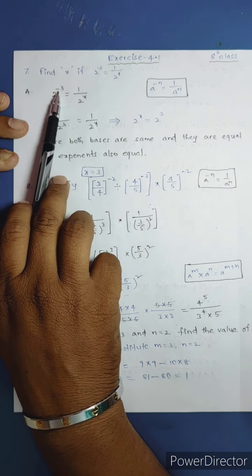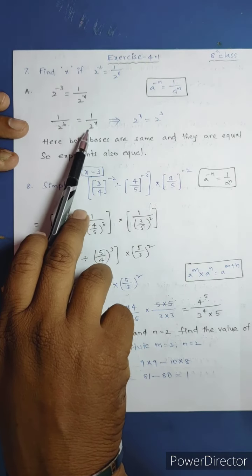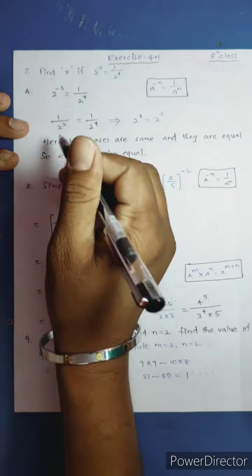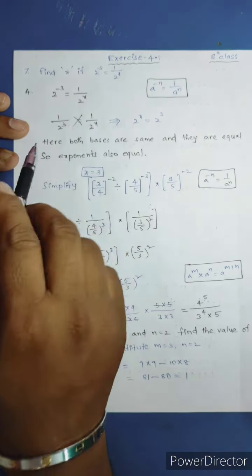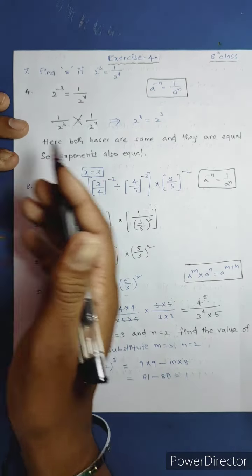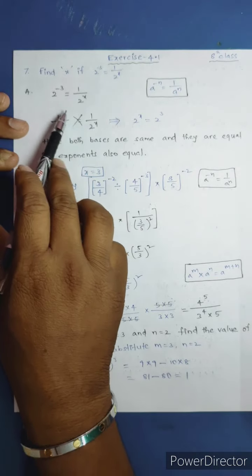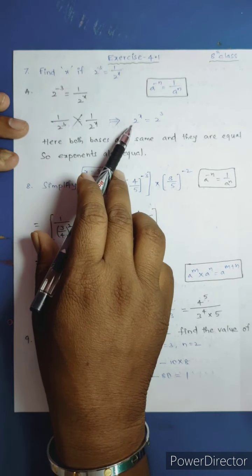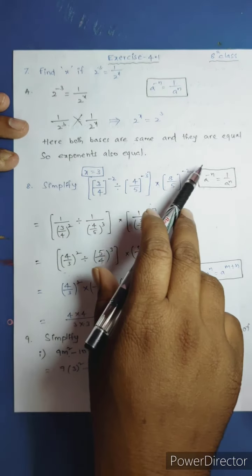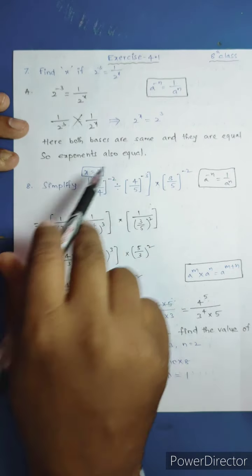So 2 power of minus 3 we can write 1 by 2 cube is equal to 1 by 2 power x. Now do the cross multiplication, or we can say that 1 by 2 is the same. So exponents x equal to 3 also the same. We can say it in this way also: 2 power of x, 2 power of 3, 2 cube, do the cross multiplication. Then 2 power of x is equal to 2 cube. Here both bases are the same and they are equal, so the exponents are also equal. The value of x is 3.